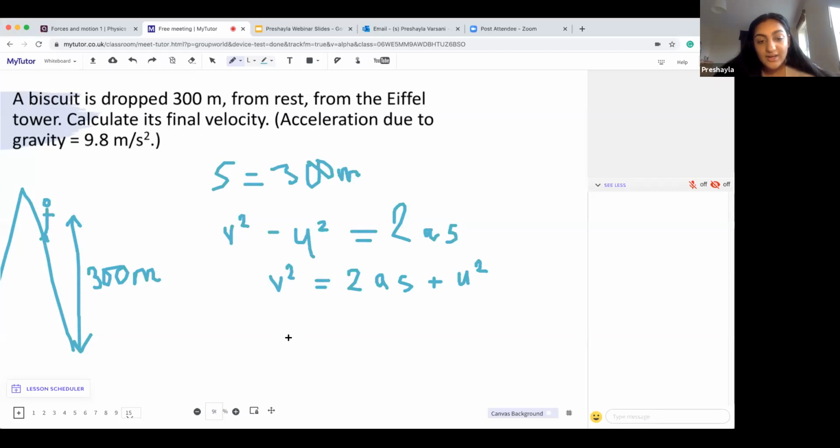Then I can square root. Because I have my V squared, I need to square root both sides to get rid of a square. Remember, square root is the opposite of squaring. To get rid of the squared, I square root V squared, so I get V. And that means I have to square root the other side because I square root the left-hand side.